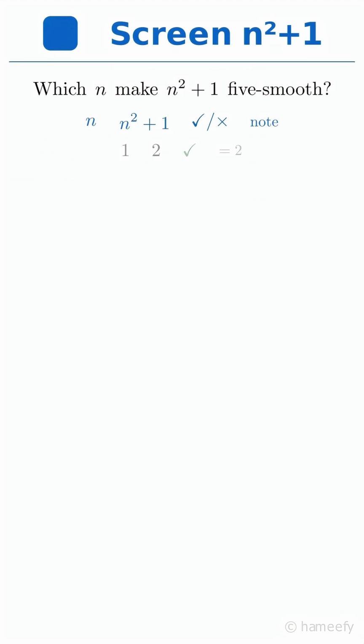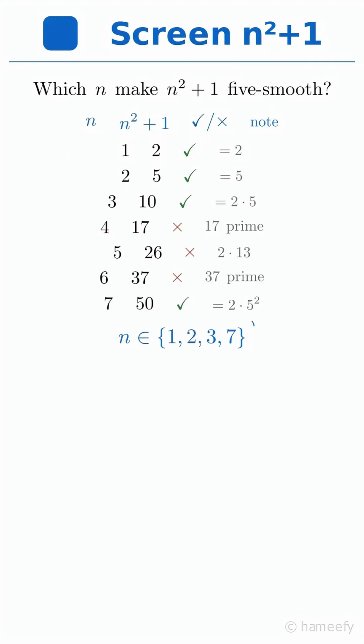We now check which positive integers n make n squared plus 1 5 smooth. For n equals 1, n squared plus 1 is 2, 5 smooth. For n equals 2, it is 5, 5 smooth. For n equals 3, it is 10, which is 2 times 5, 5 smooth. For n equals 4, it is 17, which is prime, not allowed.